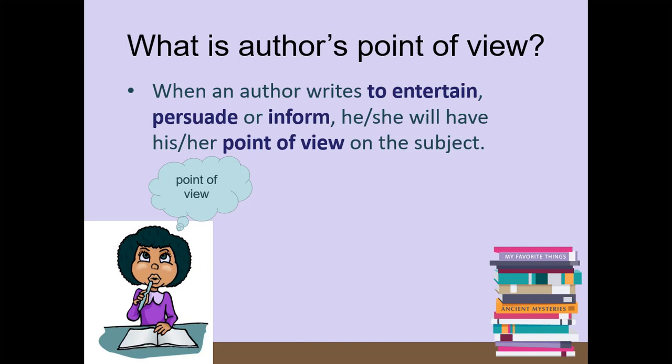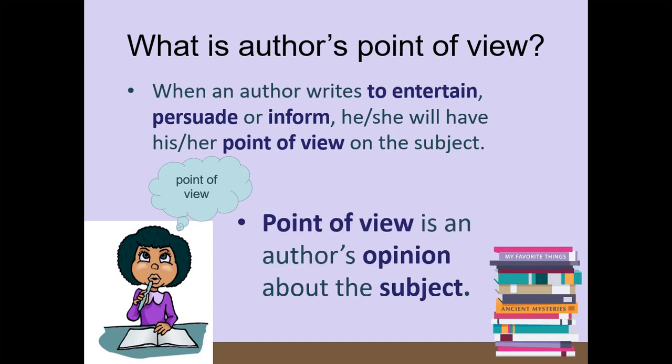Now let's move to the author's point of view. When an author writes these three categories of purpose, the author will have his or her point of view. That means his opinion about the particular subject. In his selection, in his writing text, he or she writes how she thinks about this particular issue that he or she is describing in his selection.